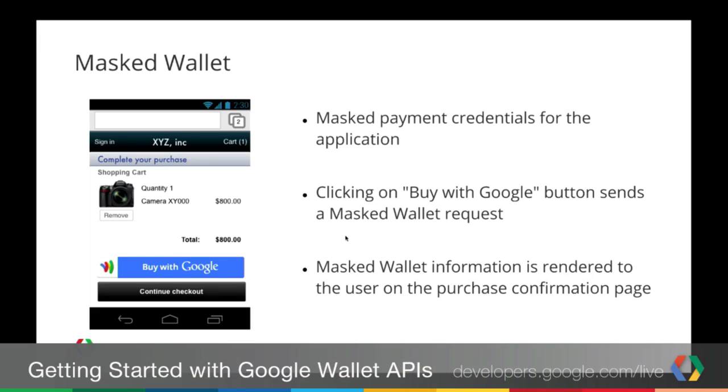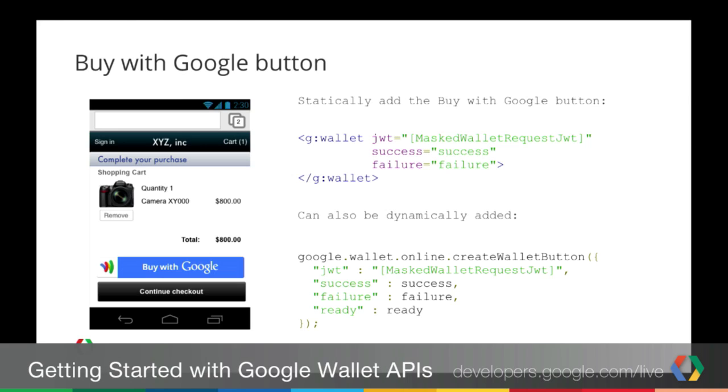Once you set up that information, you can create your shopping cart page where you'll have a Buy with Google button. Clicking that Buy with Google button will send your Masked Wallet request to Google, and you'll receive back the Masked Wallet information. So, a very important concept to notice here: you'll have to have that information ready before rendering the Buy with Google button. Now, rendering the Buy with Google button is also very simple.